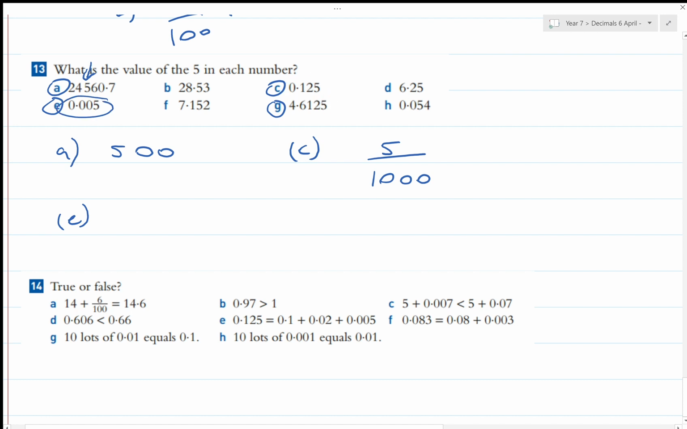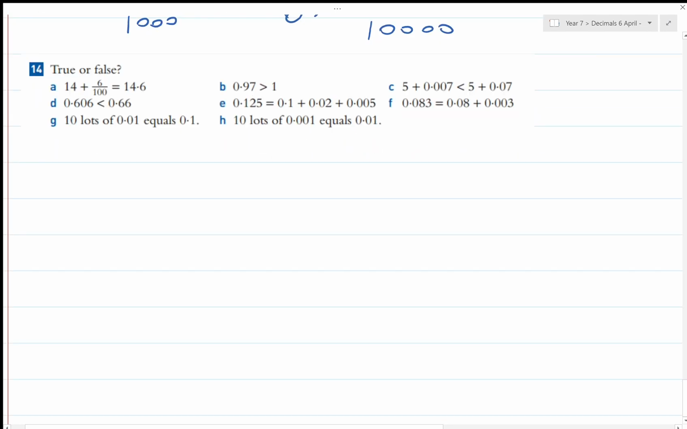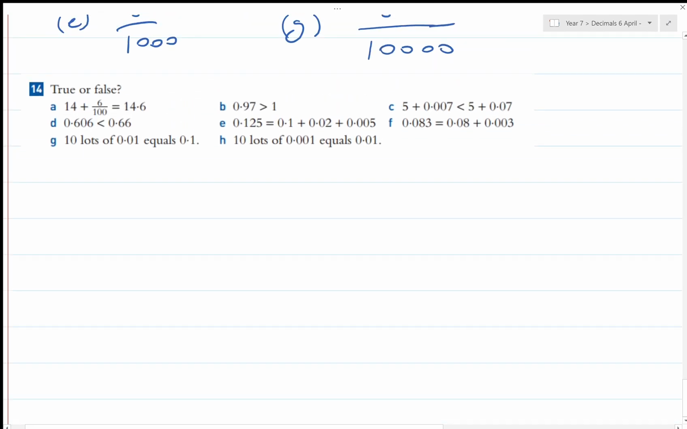Look at where the 5 is, it's in the same spot. So it's also 5 over 1000. This one is in the 1, 2, 3, 4th decimal spot, so I need 1, 2, 3, 4 zeros. And we're on the last one.